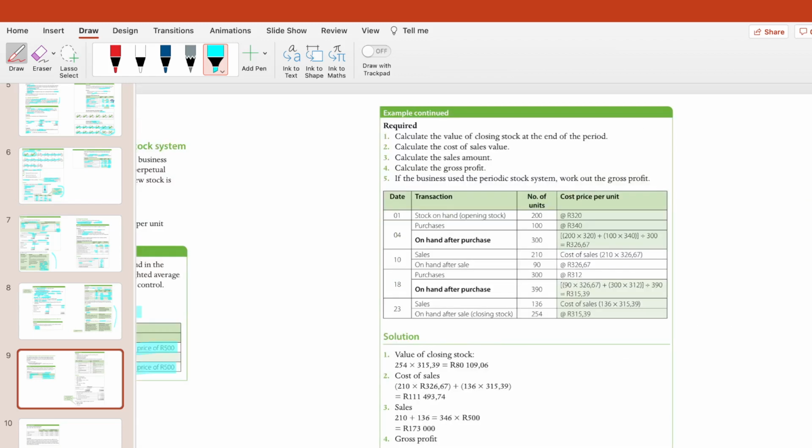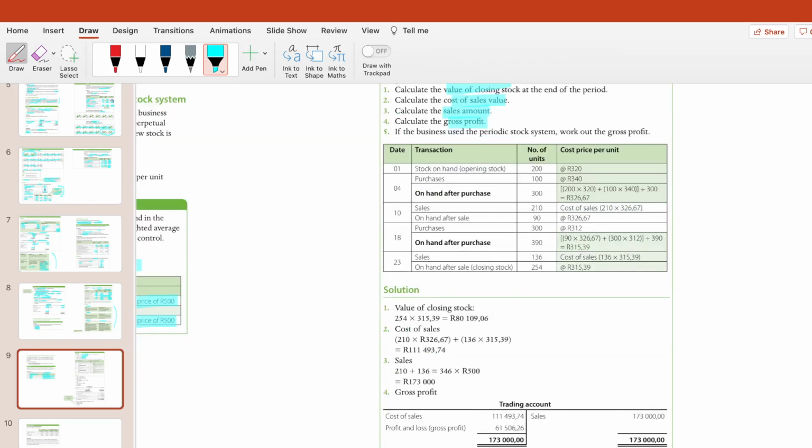We have to do the value of the closing stock, the cost of sales value, the sales amount, the gross profit, and if the business used the periodic system, work out the gross profit. So on the first, the stock on hand is 200 at 320. They purchase on the 4th 100 at 340. On hand after purchase is then 300 Rand. So we add the 100 plus the 200.